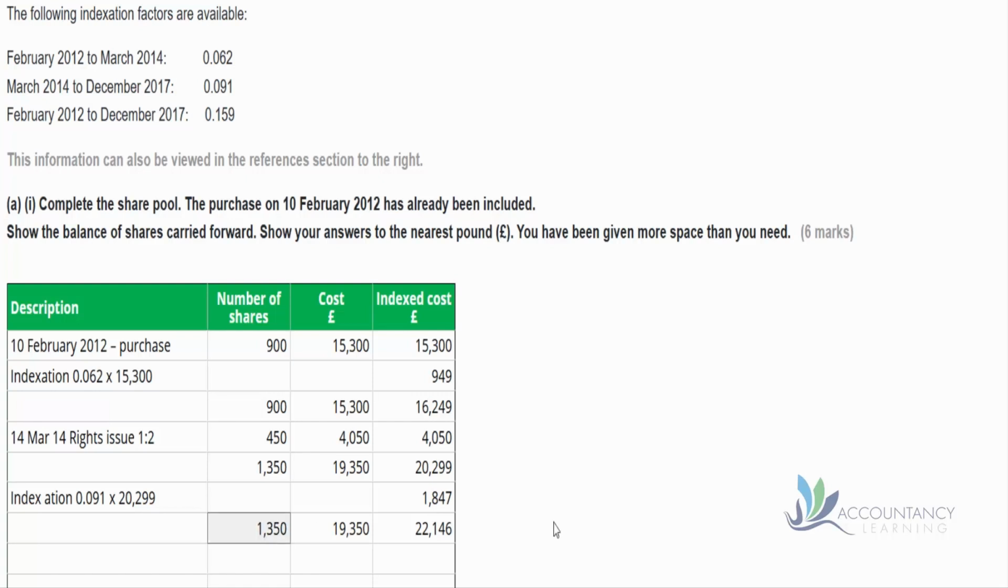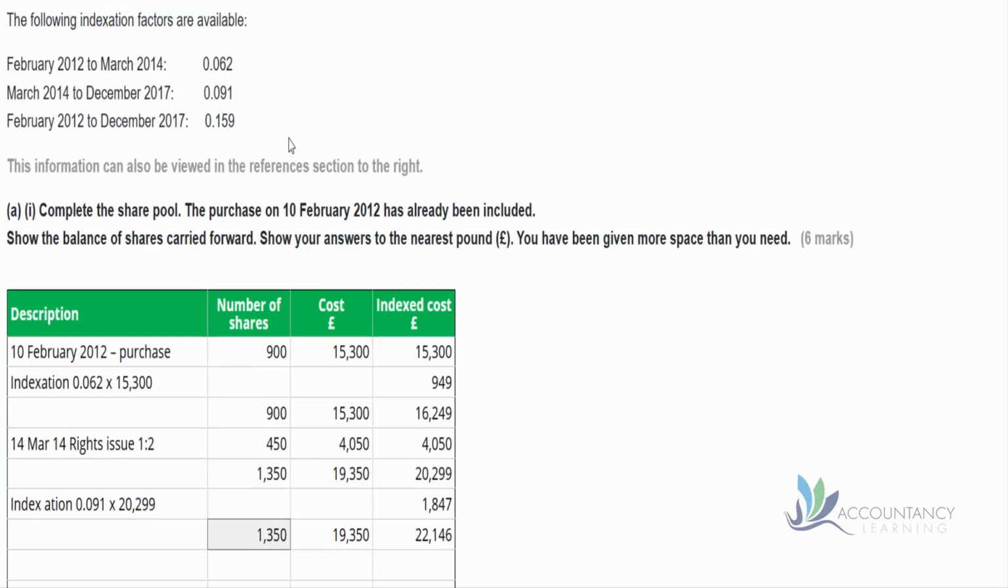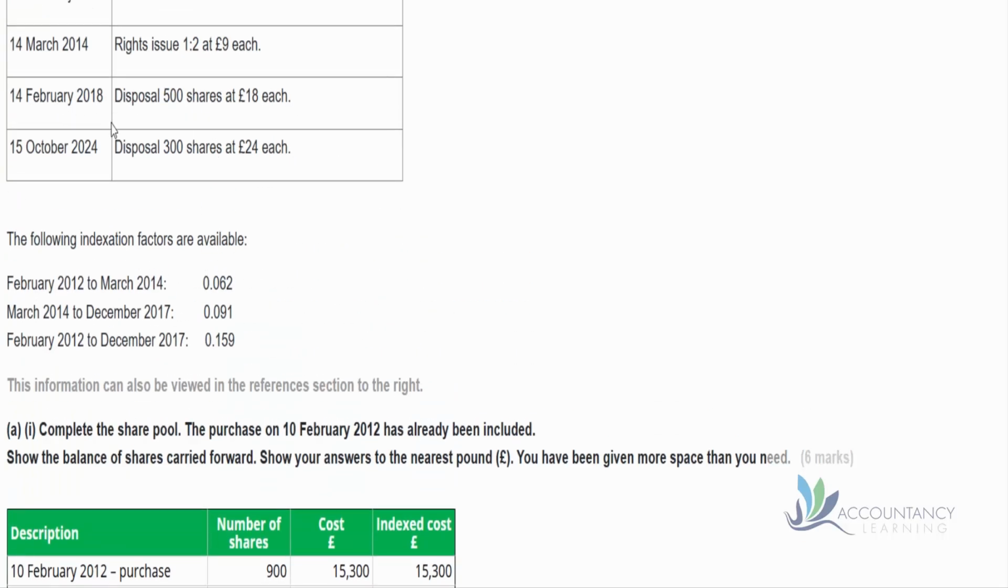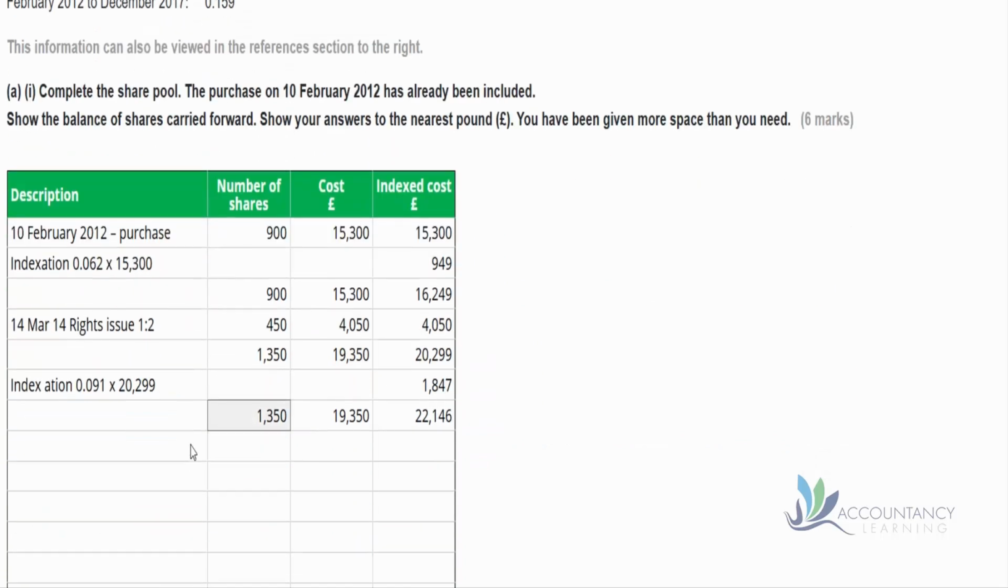So again, remember the technique. We always do indexation just before a transaction, and that's what our next thing is. On the 14th of February 2018, we have our disposal. So that's the next thing to do. 14th of February 2018, disposal. So we're disposing of 500 shares, aren't we?